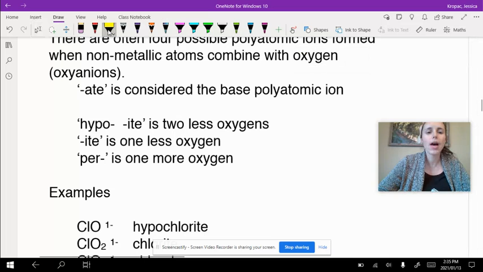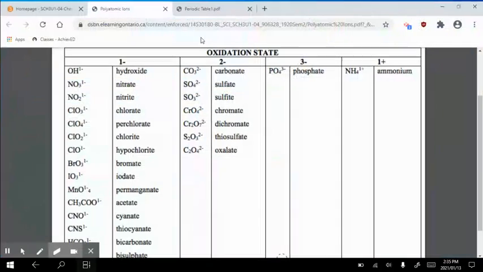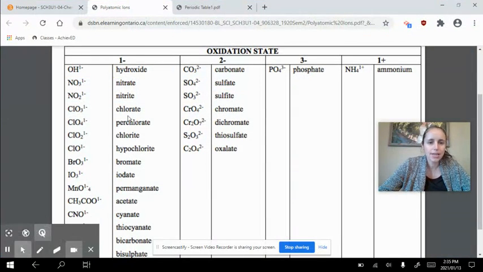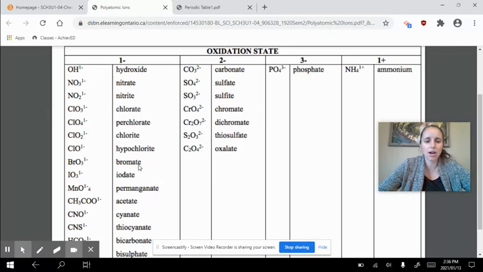Nope, that's okay. So anything that has that "ate" ending is considered to be the base polyatomic ion. It's what you work from. If we take a look at our polyatomic ion chart, we've got nitrate. Nitrate is our base, NO3, so our base has 3 oxygens. We have sulfate, which is our base with 4 oxygens. We have bromate with 3 oxygens. So anything that has this "ate" ending is considered to be the base number of oxygens.